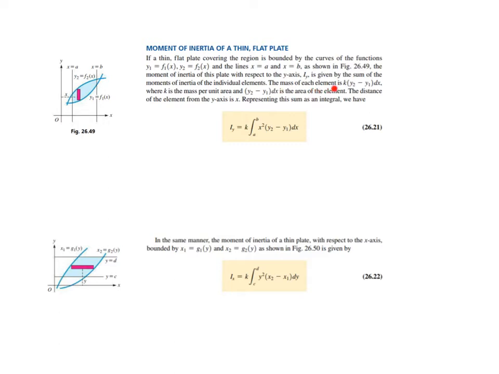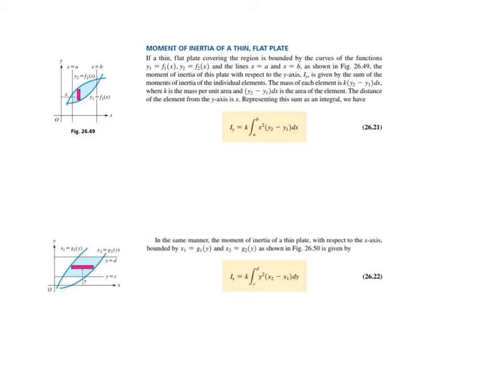Okay, the mass of each element is given by k. k is the mass per unit area times y2 minus y1. That's the top minus the bottom, so the height of the rectangle. And y2 minus y1 dx is the area of the element. The distance of the element from the y-axis is x. Ultimately, this is our integral: I sub y equals k times the integral from a to b of x squared times the height of the rectangle, that's the top minus the bottom curve, dx.